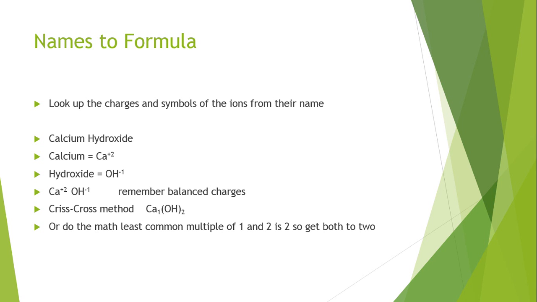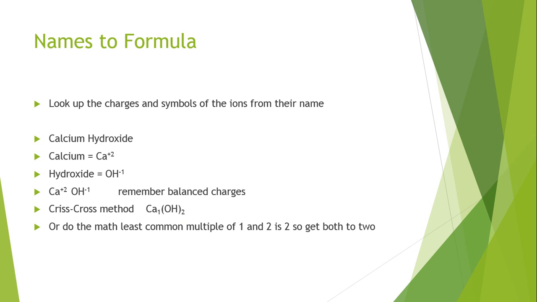You can do one of two things to get it balanced. The first is the crisscross method. If you take the charge and make it the subscript of the opposite one, so the charge on calcium is +2, it becomes the subscript for the OH, and the charge of -1, which would just become the absolute value, which is 1, would become the subscript for calcium. So we get 1 calcium ion and 2 hydroxide ions. Remember, the parentheses show that there are 2 of that whole piece. So there's 2 O's and 2 H's.